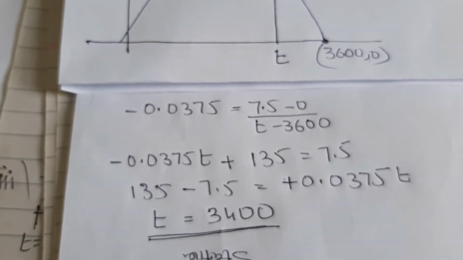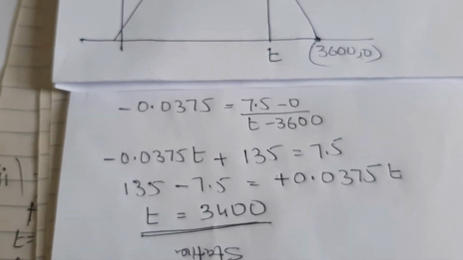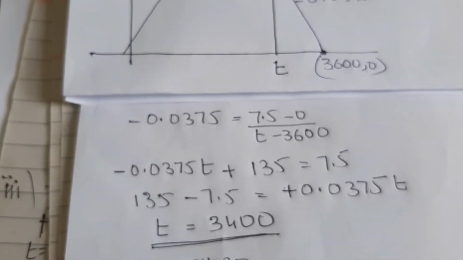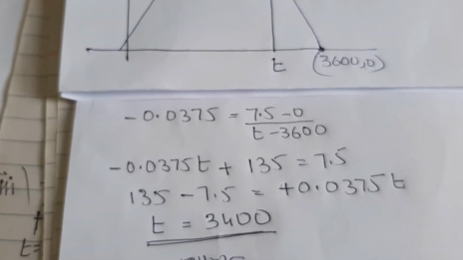So you have two times, one was 300 seconds and the other was 3400 seconds, when the train has velocity 7.5 meter per second.